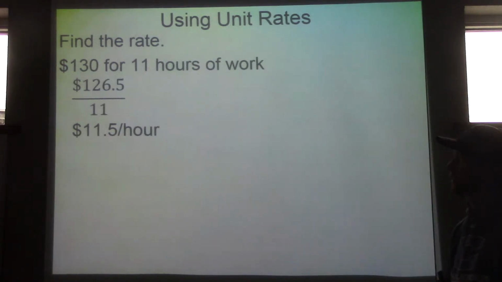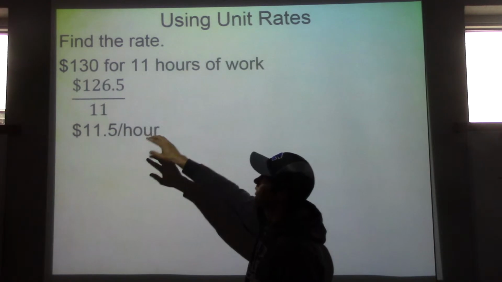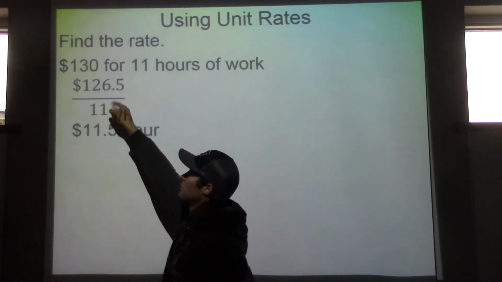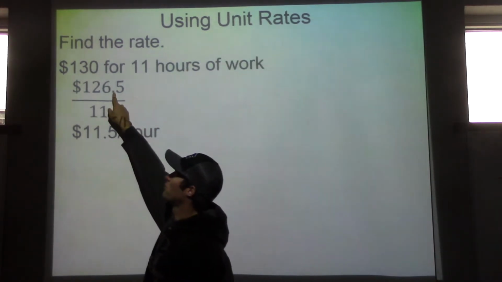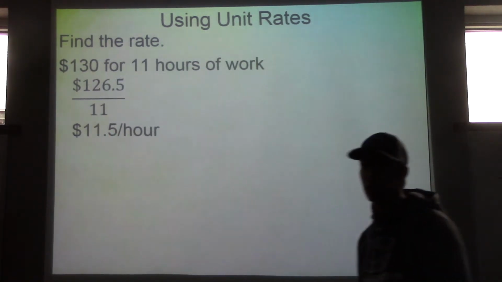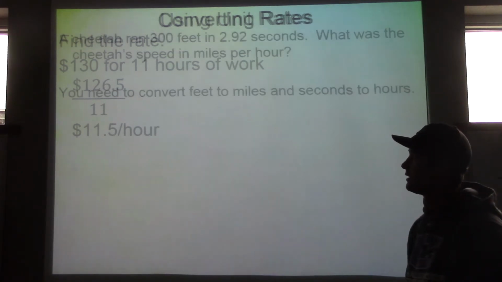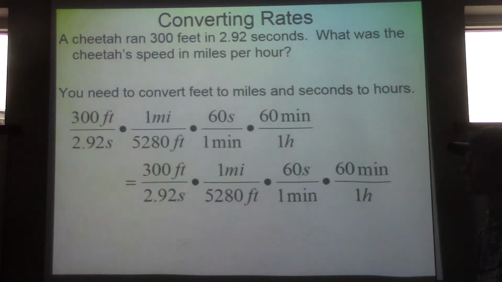So you get $130 for 11 hours worth of work. How much do you make per hour? So we take the total. Need to go and change that one. But we go to the total of 130 over 11, which is about 11.5, or $11.5 per hour. But anytime they say per hour, we put it in the denominator. I'm going to skip over this one.